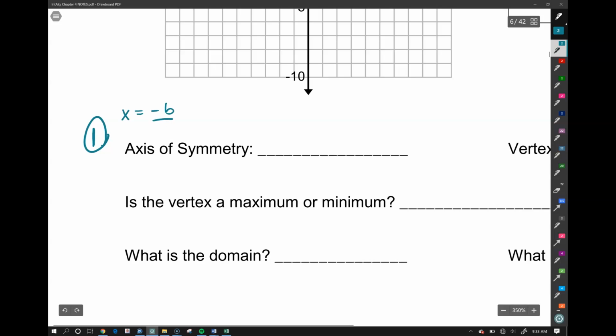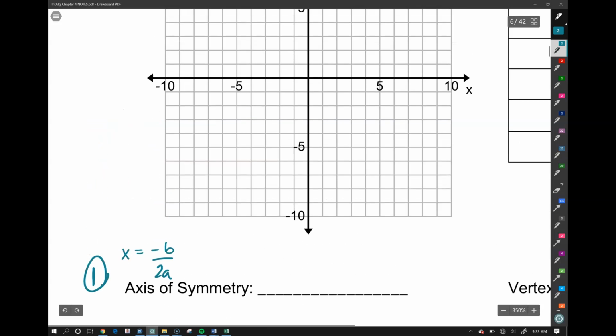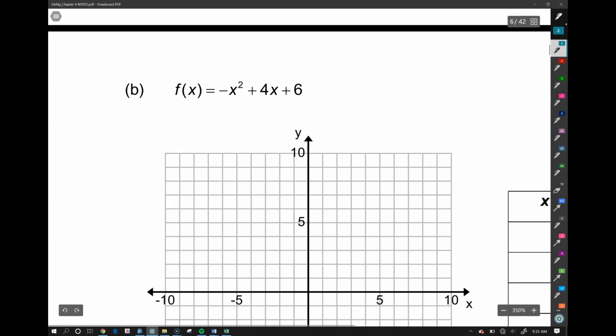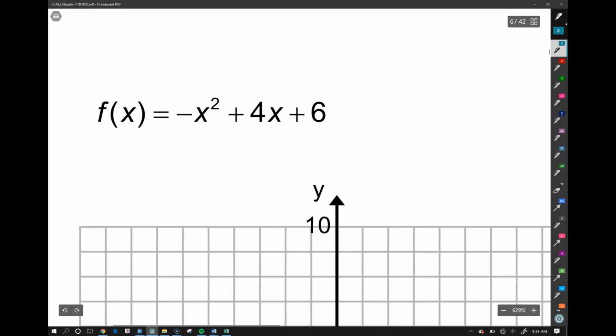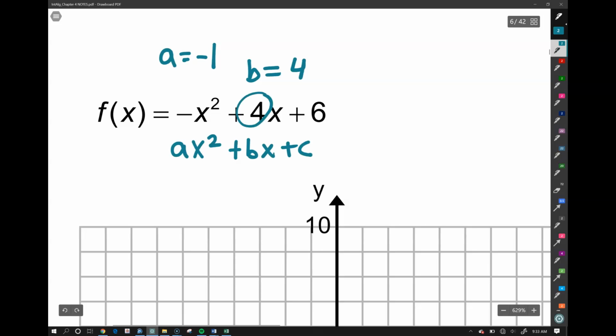Okay, so I need to find what my a and b are. So I come up here, just going to scroll up. My a is negative 1, and my b is 4, because it's ax squared plus bx plus c. So the b is the coefficient in front of x, and the a is the coefficient in front of x squared. Here a is negative 1.